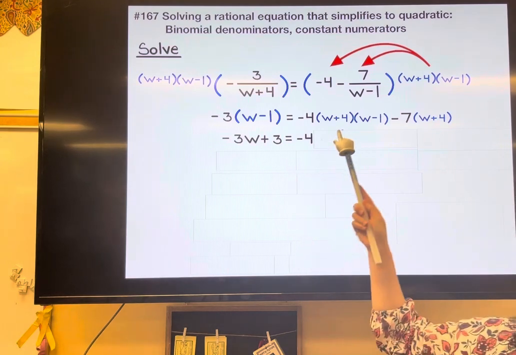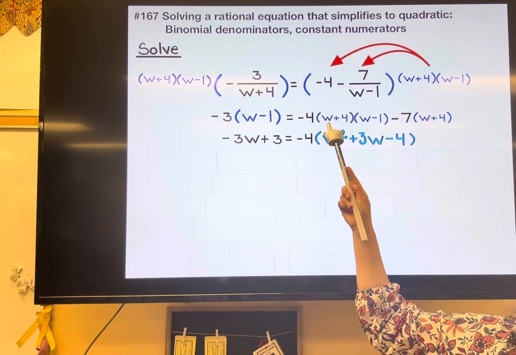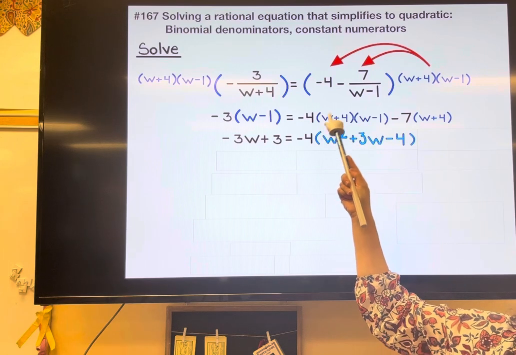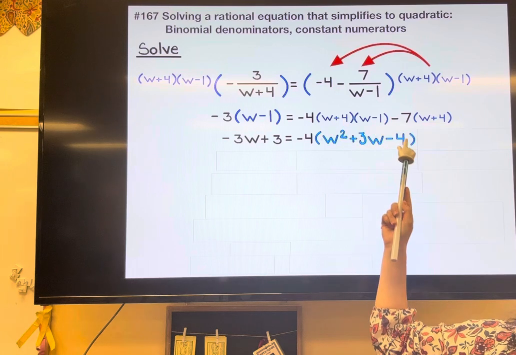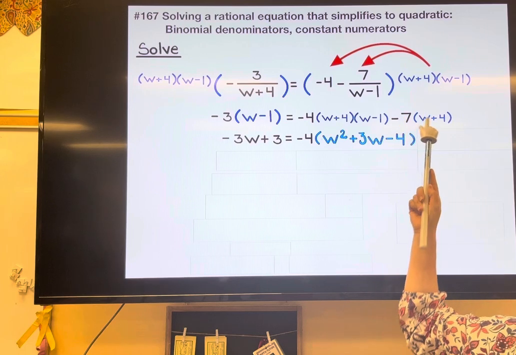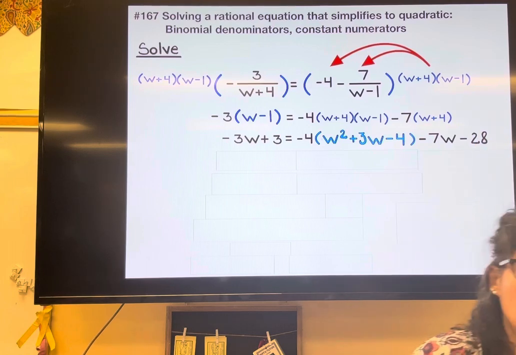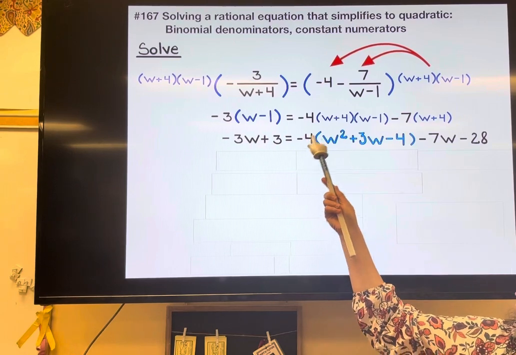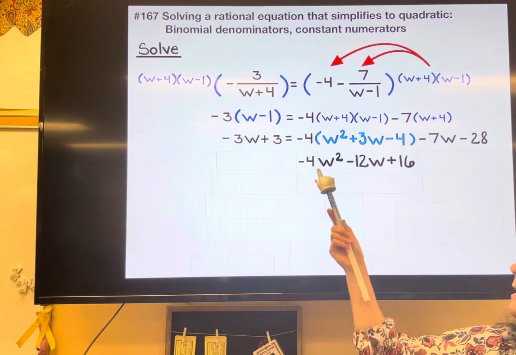So if I FOIL this together, w times w is w squared, outer is negative w, inner is 4w, so negative w and 4w make 3w, and then 4 times negative 1 is negative 4. I can distribute the negative 7 through. Negative 7 times w is negative 7w, and negative 7 times positive 4 is negative 28. Okay, now I need to go ahead and distribute this negative 4 through. So if I do that, I end up with this.